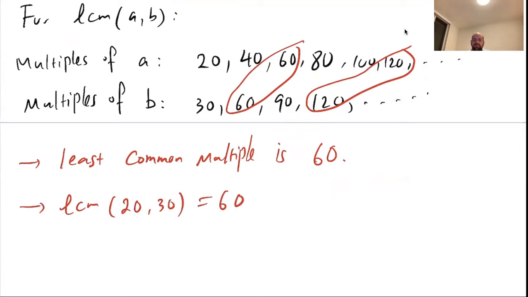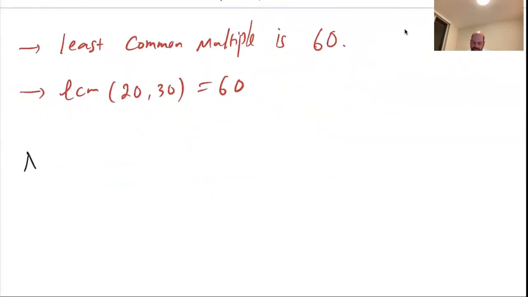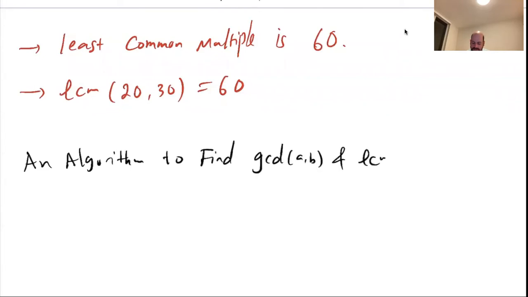All right, so this one, we could find GCD and LCM because the numbers were small, and we could find GCD and LCM by just investigation. But can we find a recipe or a general algorithm to find GCD and LCM in the general case? So an algorithm to find GCD of A and B and LCM of A and B.